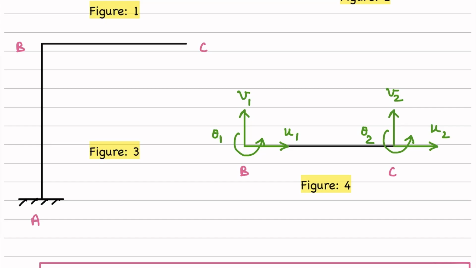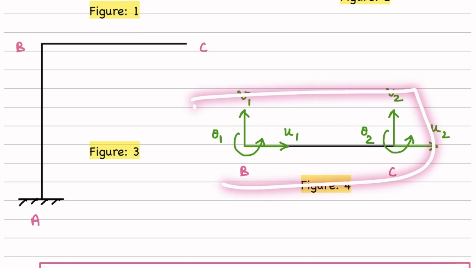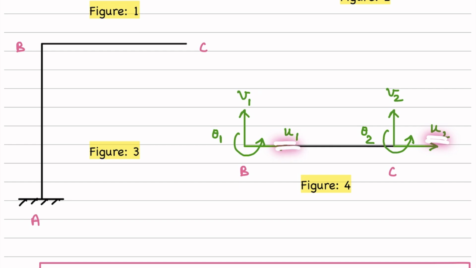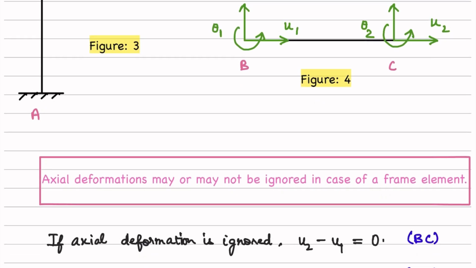But for a frame element, it is possible that we can ignore axial deformations. In a beam element, we always ignore axial deformations, but for a frame element, we have a choice, because for certain problems, even if you ignore axial deformations, the end result is not going to differ significantly from considering axial deformations. So it depends. We'll see two categories of problems. But just for demonstration's sake, if in this case the axial deformations are ignored, it would imply that for element BC, U2 should be equal to U1. Only then this member can't change its length. Only then can we say axial deformation is negligible, or zero to be precise. So for element BC, U2 minus U1 should be equal to zero.